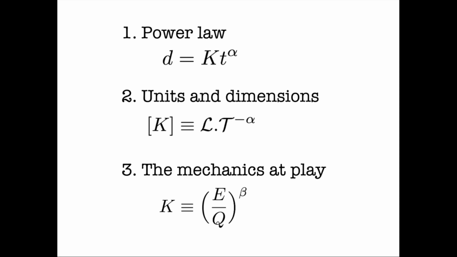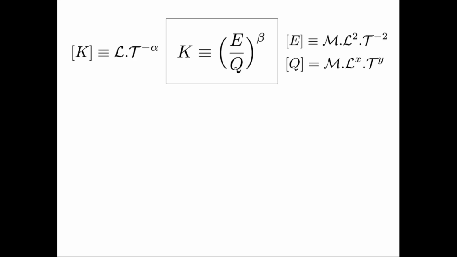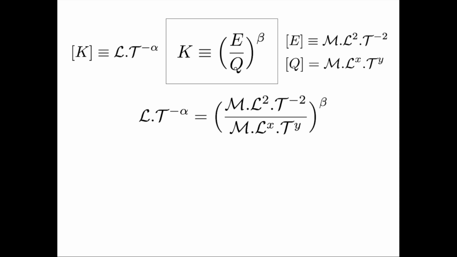Then, one way to say that k depends on the energy E is to assume that k is equal to (E divided by Q) to the power beta, where the dimensions of energy are known and those of the additional quantity Q are yet to be determined. Putting everything together, the dimensions of the kinematic prefactor K must match the dimension of the mechanical ratio.